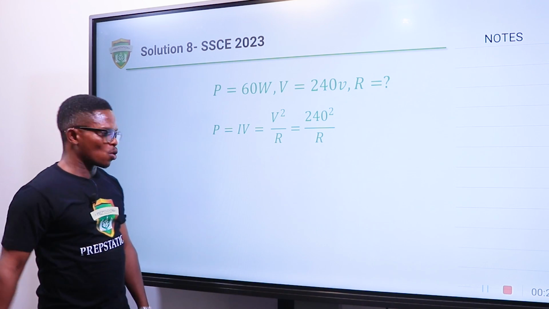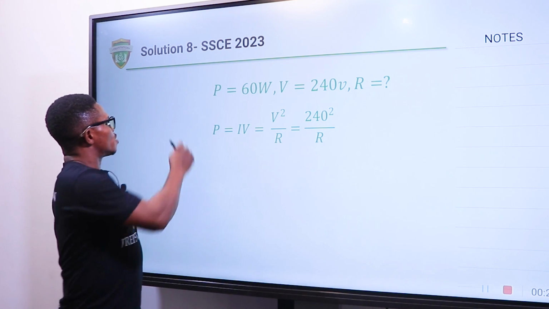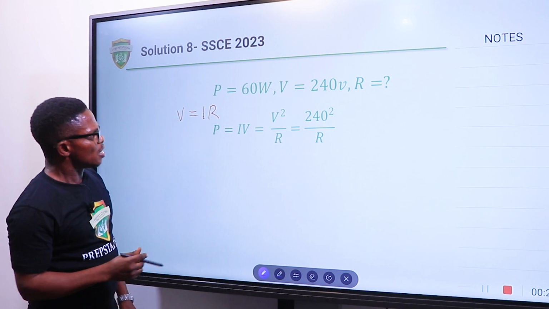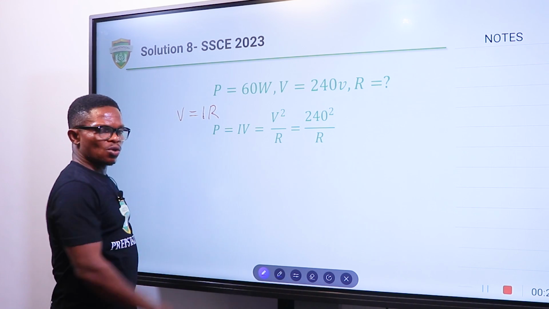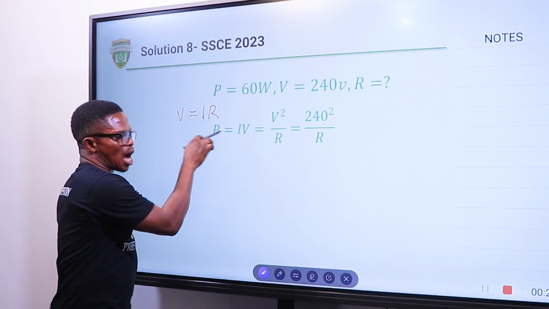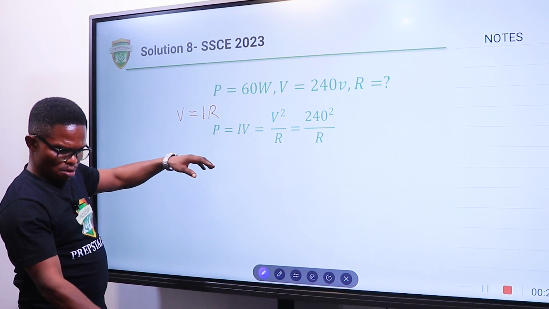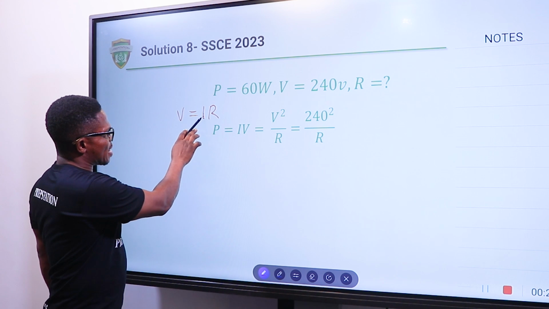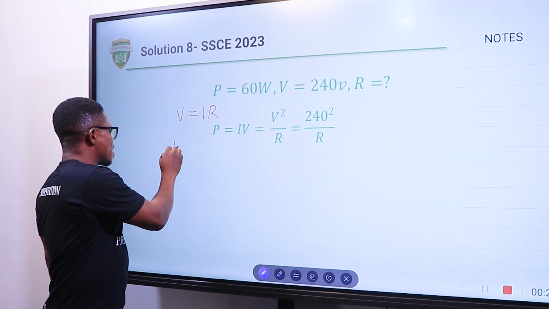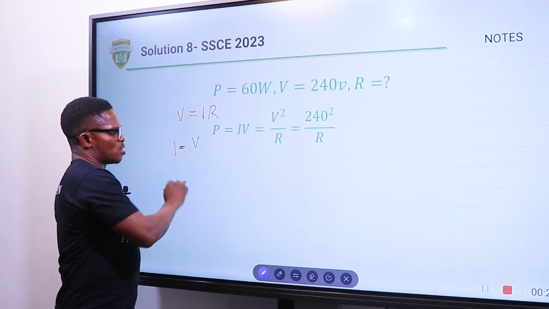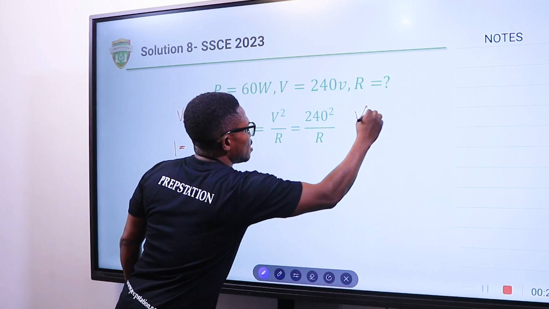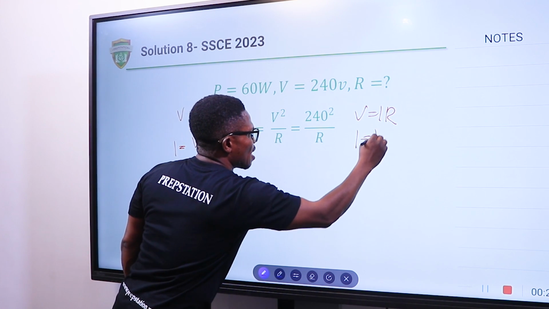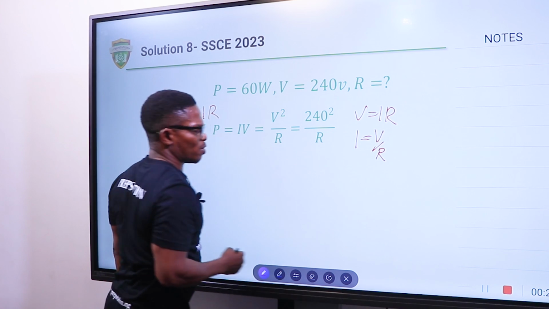Go back to Ohm's law. How? Let me quickly show you that. Remember, Ohm's law says V is equal to IR, right? Now, in this expression, there is no R in the power formula. How do I relate this so that R can come into it? It's very simple. Make I the subject of the formula. So V is equal to IR. So if you make I the subject of the formula, I will be equal to V over R, right?